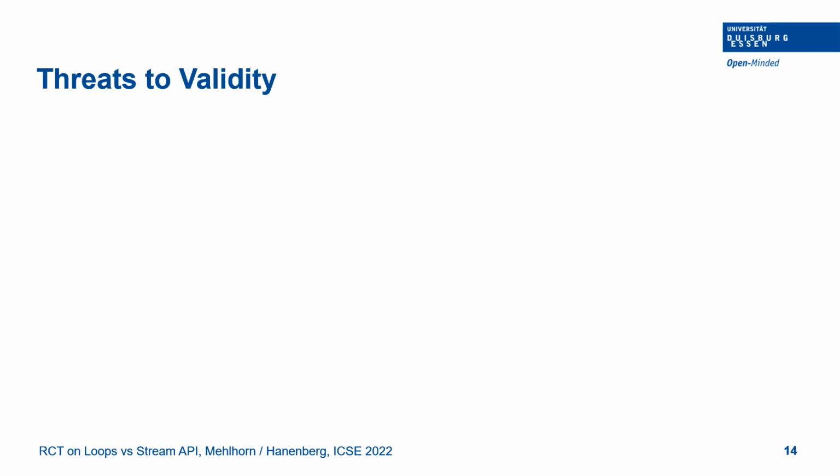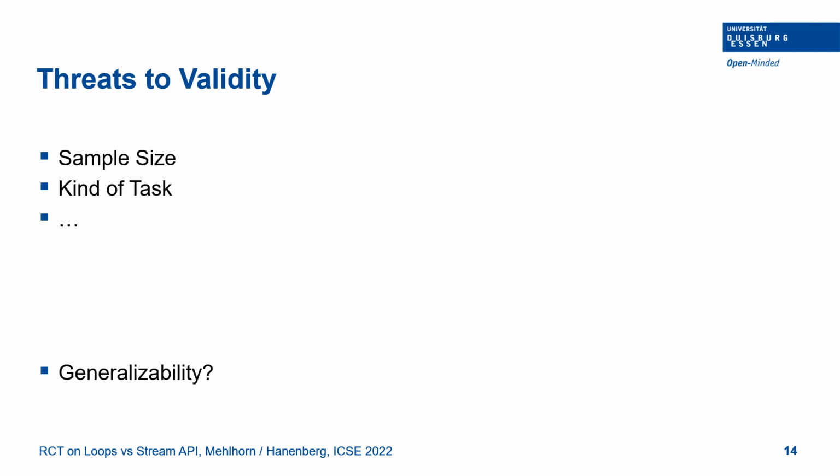So let's quickly speak about the threats to validity. Typical things we have to mention here are that we have a relatively low sample size, we have very special kinds of tasks, and so on. I do not think it's necessary to speak about all these things in detail. A general question people are concerned with is whether the results are generalizable. And the honest answer to this question is that we have absolutely no idea. So maybe it makes sense to be more precise with the question.